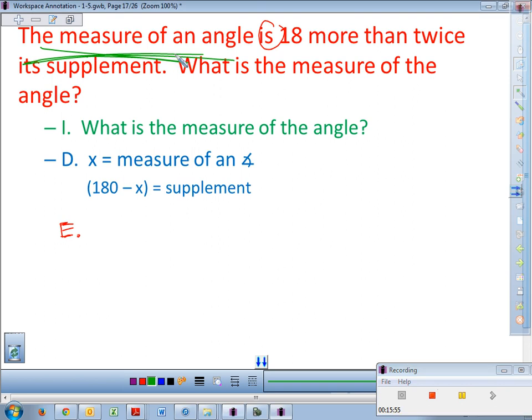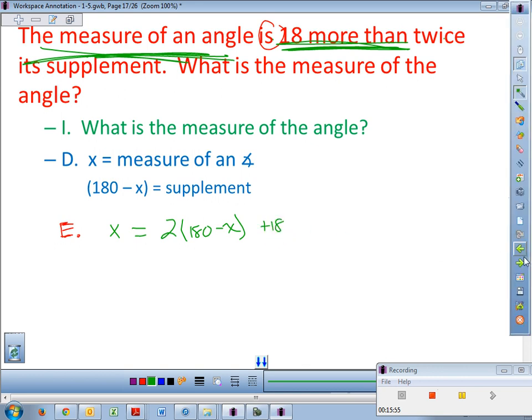Over here is the measure of the angle. What's that translate to? Is means equals. 18 more than means what? Plus 18. Where at? Save it for last. Twice. What the heck does that mean? 2 times the supplement. So 2 times the quantity of 180 minus x. All right. Anything else? Sweet.